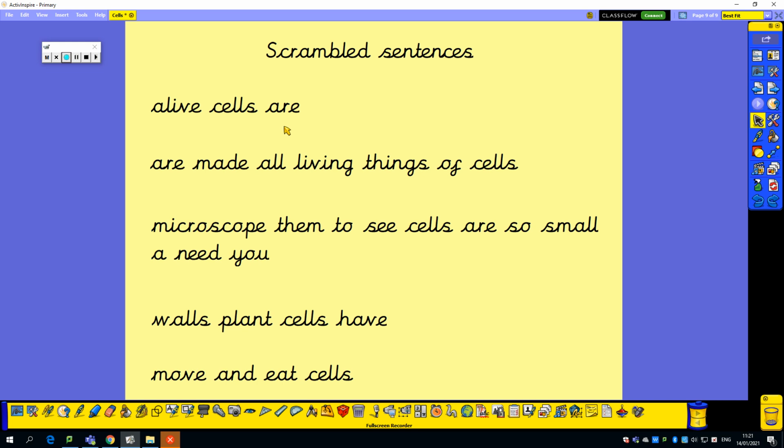So at the moment, this first one reads, "alive cells are." And that doesn't make much sense, does it? So we need to rewrite it so it makes sense. So I'd write, "Cells are alive." And remember, your sentence will need a capital letter at the beginning and a full stop at the end. You can either read those sentences here and unscramble them, but they're also on your distance learning sheet as well. So that's your task for now.